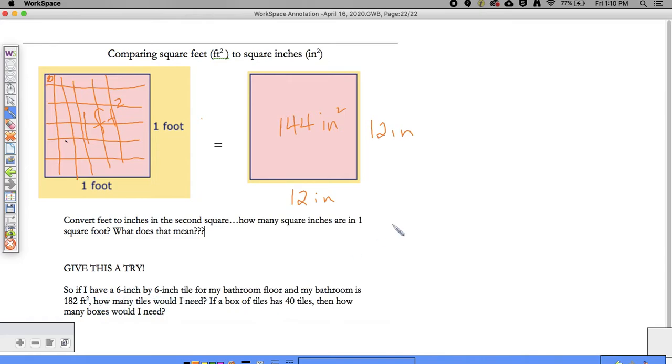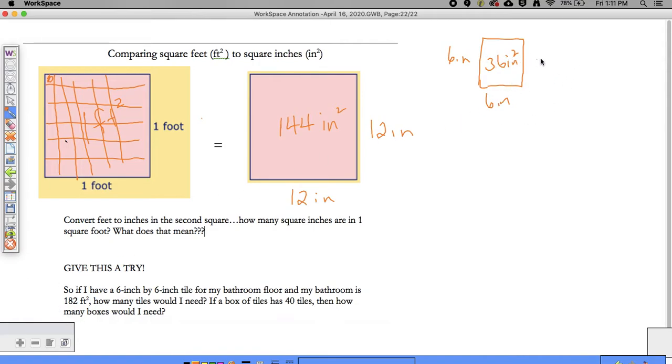So again, I have a 6 by 6 inch tile. So this is 6 inches by 6 inches. That means each tile covers 36 square inches, right? And I need to cover 182 square feet. So I have 2 completely different units, right? One of the best ways to figure this out, I can do it a couple of ways. I can change this to square feet, or I could change this to square inches. Either way, it doesn't matter.